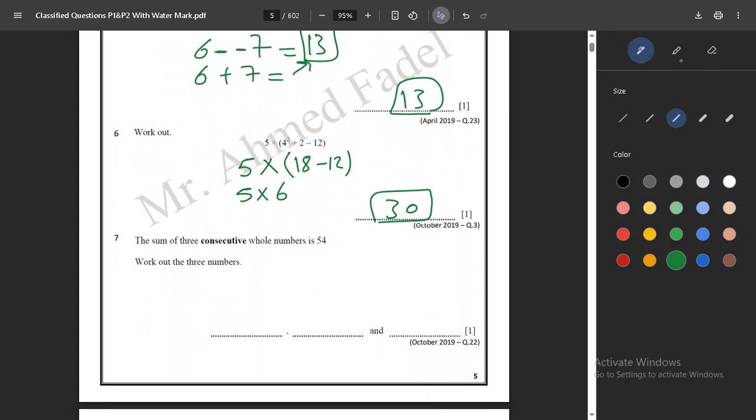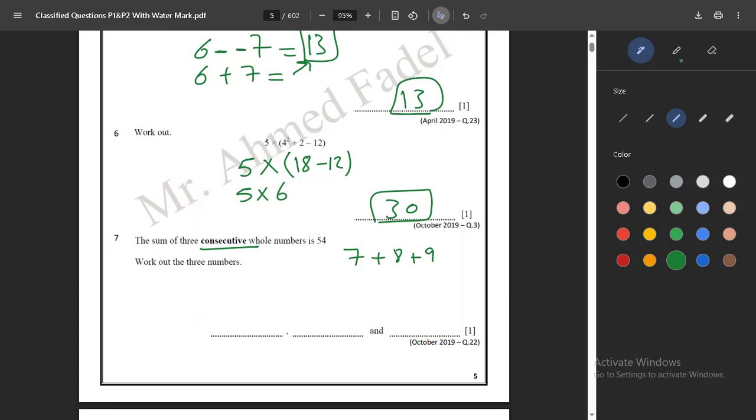The sum of 3 consecutive whole numbers is 54. Work out the 3 numbers. This just requires a little bit of sense of how we use numbers. So do not start with 7 plus 8 plus 9. Definitely these 3 are not going to give you 54. We need to remember that consecutive means they come right after each other, like 7, 8, 9, like 1, 2, 3, like 10, 11, 12. These are called consecutive numbers because they come right after each other.